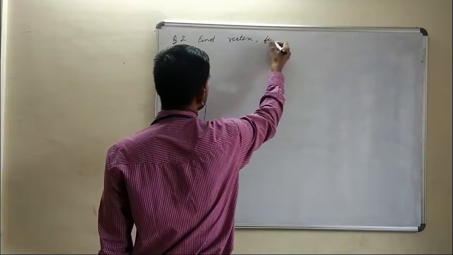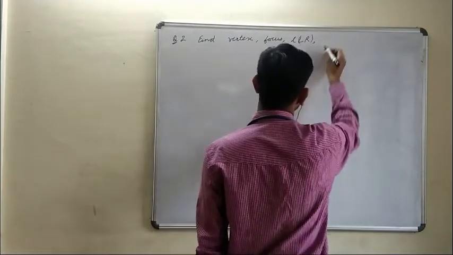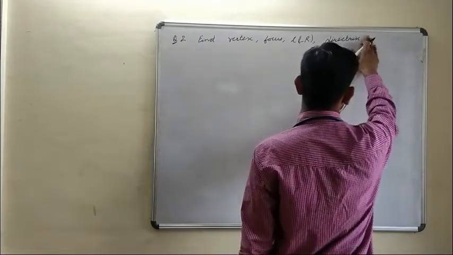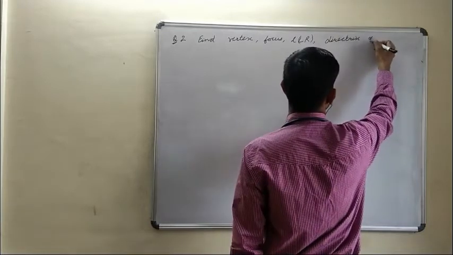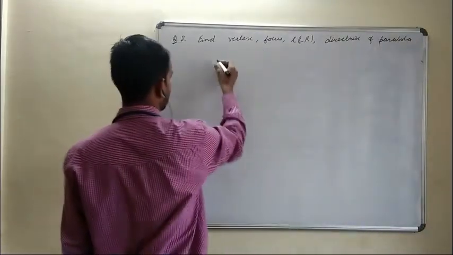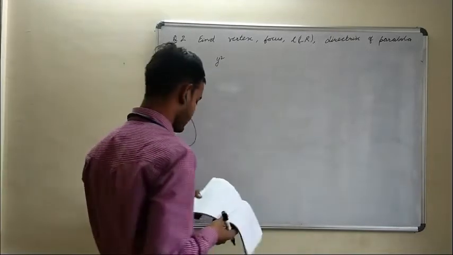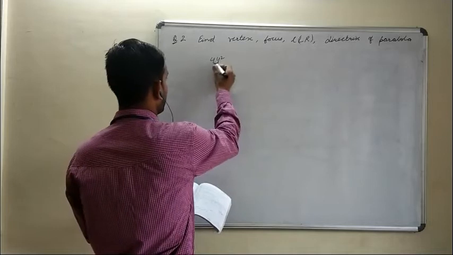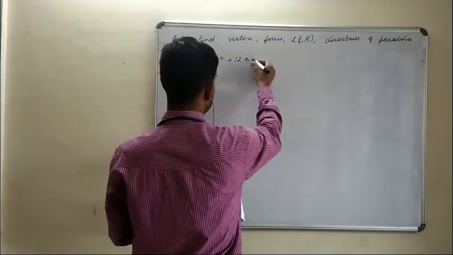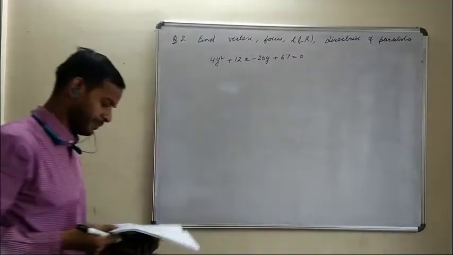Find the vertex, focus, length of latus rectum, directrix of the parabola 4y square plus 12x minus 20y plus 67 is equal to 0. Okay.